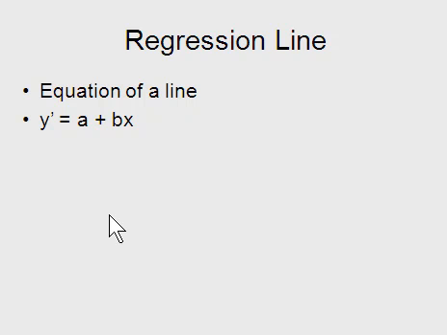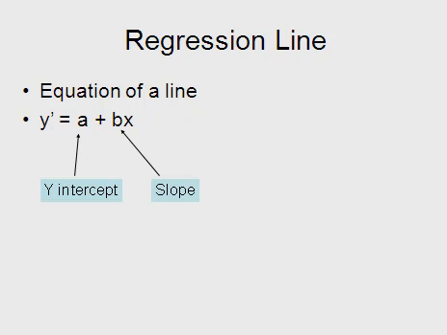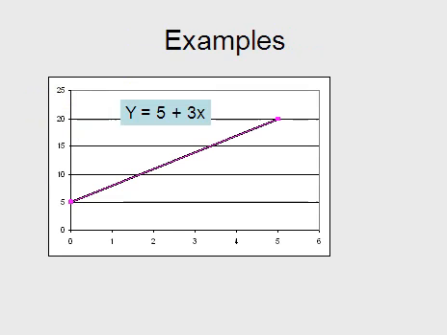Now, a line has this equation. Y variable is equal to A plus B times X. Now, A is called the y-intercept. B is called the slope. A is the point where the line crosses the y-axis. B is the amount of change in y variable for a 1-unit increase in x.